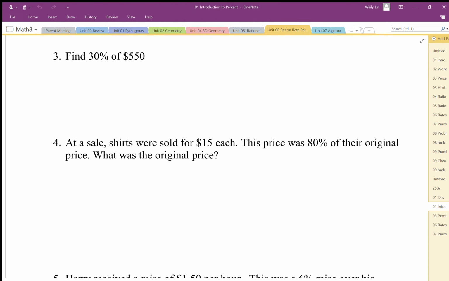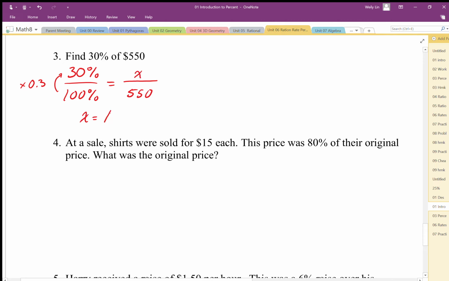Find 30% of 550. What we want to do again is to set up our percentage ratio. And 550 is going to be the whole. So we have our decimal multiplier of 0.3. And so 550 times 0.3 gives us 165. So x is equal to 165. So 165 out of 550 is the same as 30%.